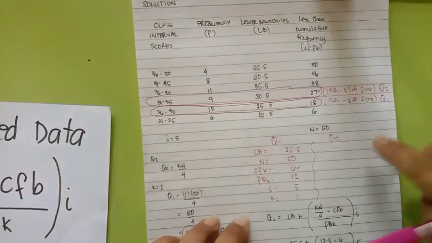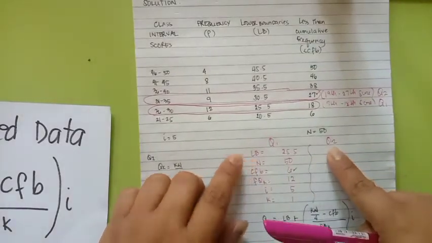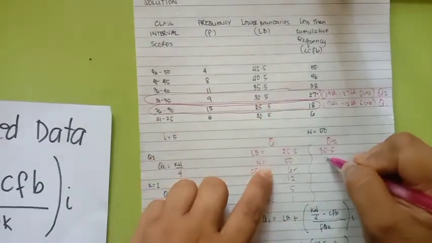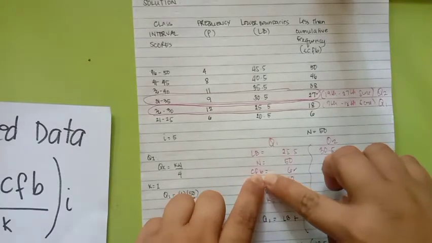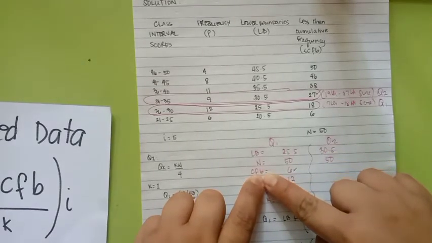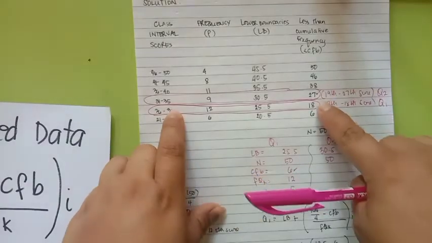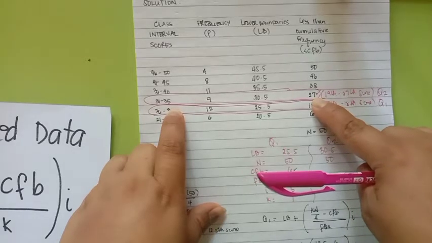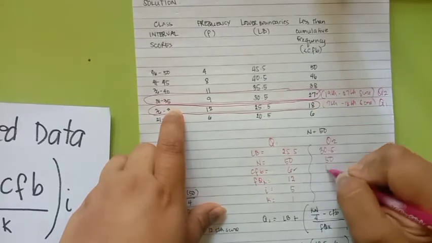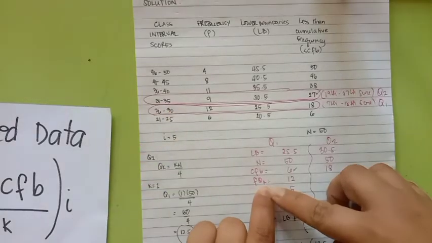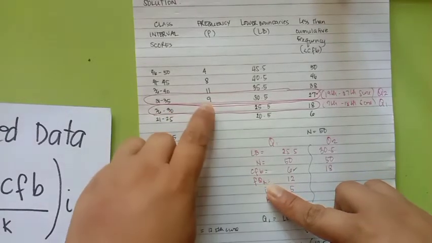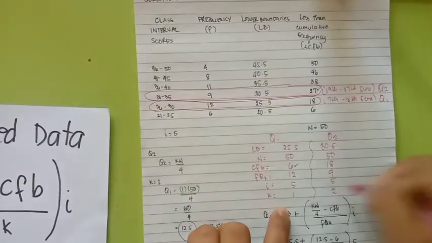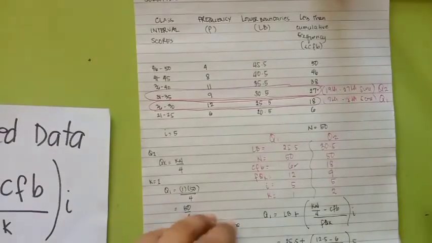So, for Q2, ano yung lower boundary ng quartile 2 natin? The lower boundary is 30.5. Then, N is 50 pa rin. Now, how about the cumulative frequency before the quartile class? If the cumulative frequency of the quartile class is 27, yung nasa ilalim niya is 18. So, that is our CFB. Then, FQK, the actual frequency of the quartile class, is 9. Then, I is still 5. Pero, ang K na natin ay 2. Now, solve na natin siya.